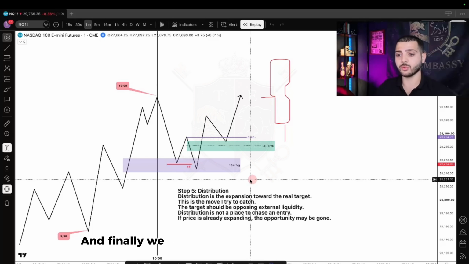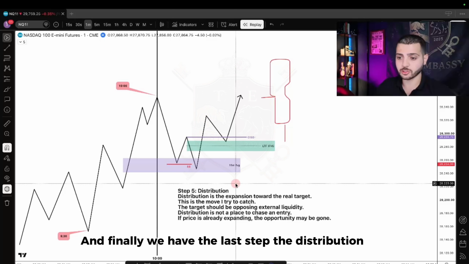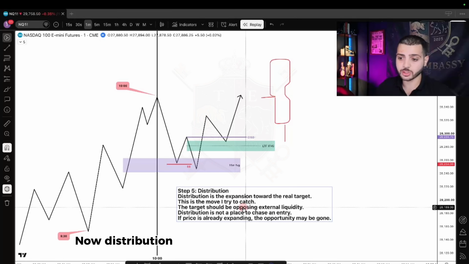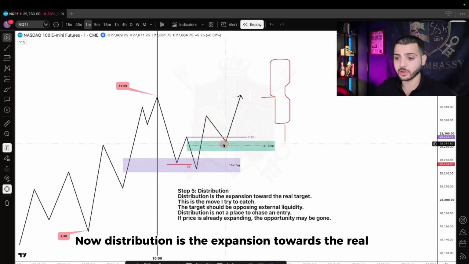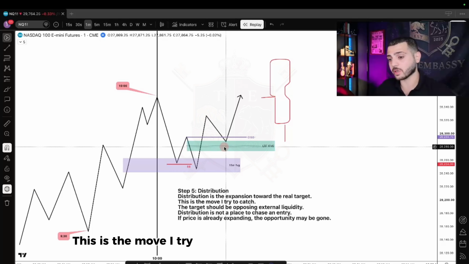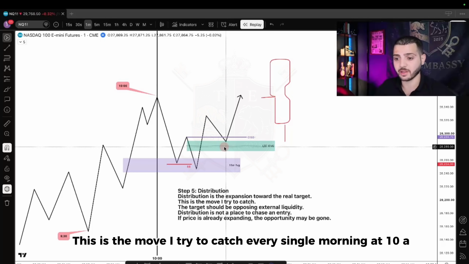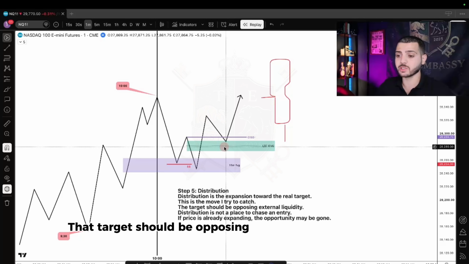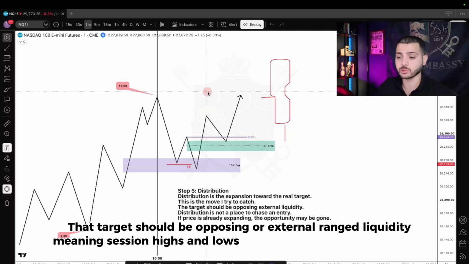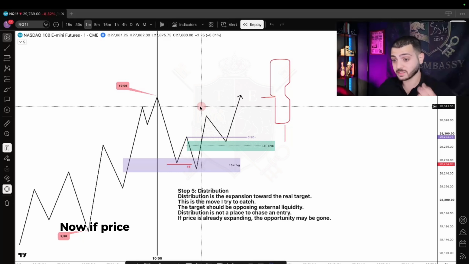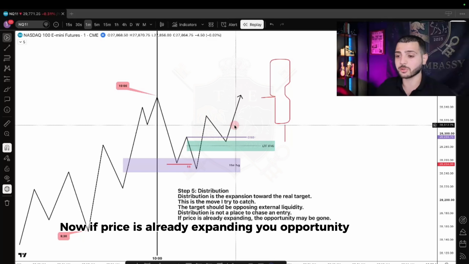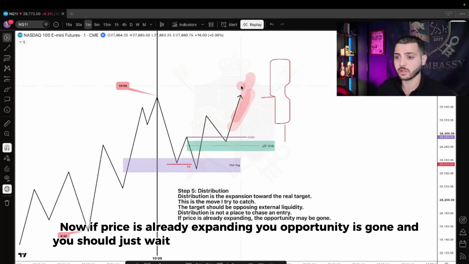And finally, we have the last step, the distribution phase. Now, distribution is the expansion towards the real target. This is the move I try to catch every single morning at 10 a.m. The target should be opposing or external range liquidity, meaning session highs and lows, previous day's highs and lows, weeks, or even months. Now, if price is already expanding, your opportunity is gone and you should just wait for the next setup.